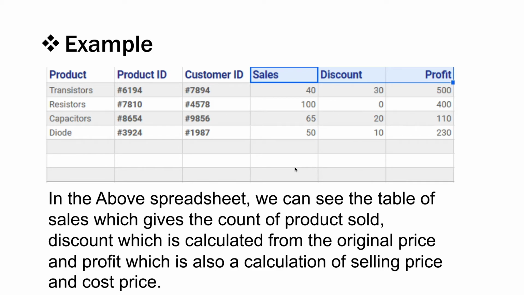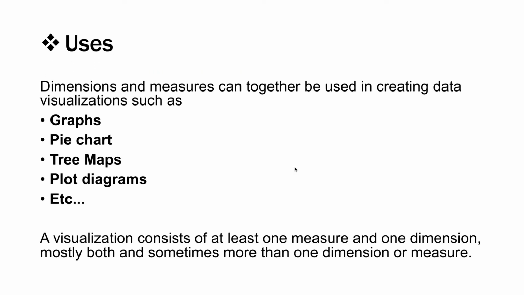There are many uses of dimension and measures. Dimensions and measures can together be used in creating visualization such as graphs, maps, tree maps. A visualization must contain at least one measure and one dimension, mostly both and sometimes more than one dimension or measure.